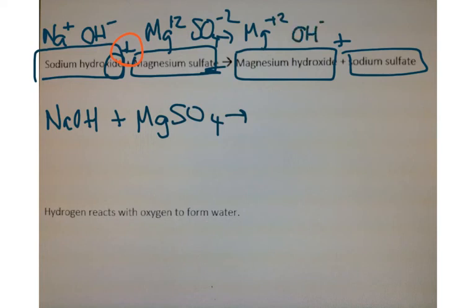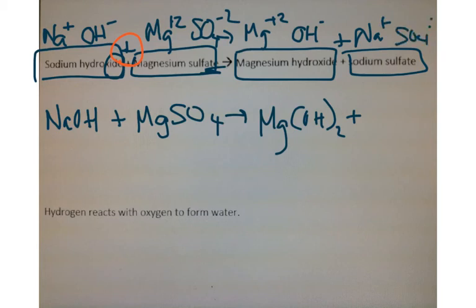Hydroxide is OH with a minus. So when I crisscross, I'm going to need to remember to use parentheses around my OH so that 2 distributes to both the O and the H. I'm going to now add my plus, and then sodium is Na with a plus, and sulfate was SO4 with a -2. So when I crisscross that, I'm going to get Na2SO4. Note, for every compound, I worried about the charges and then I crisscrossed them.